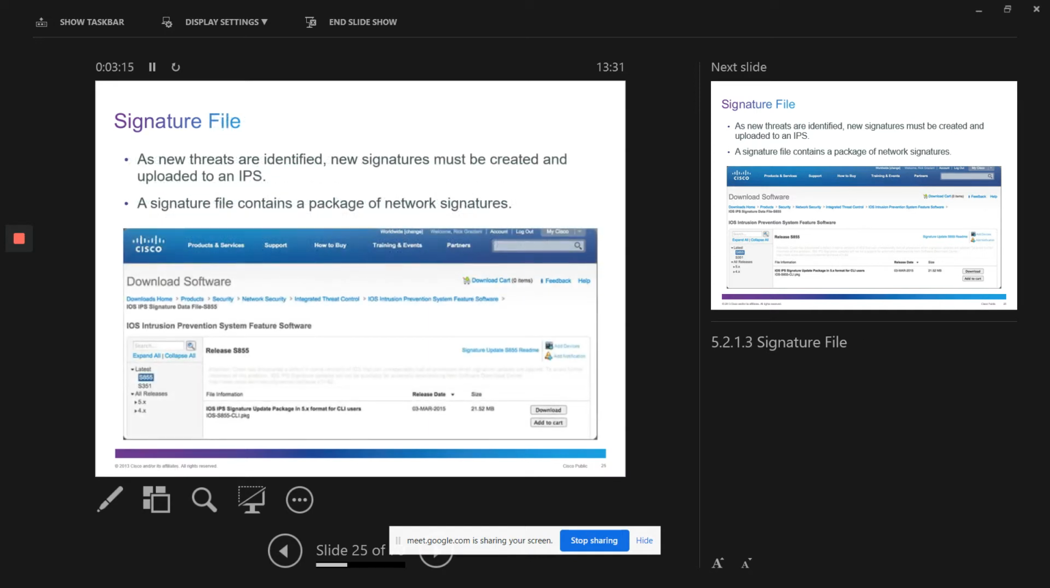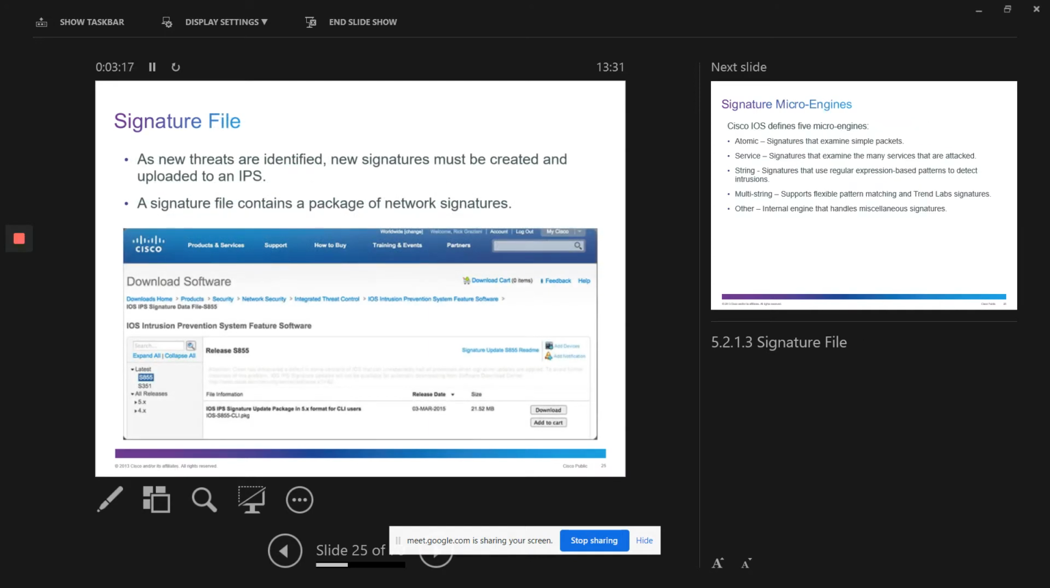So there are two types. Then the next one is signature files. Okay, as new threats are identified, a new signature file must be created and uploaded to the IPS system. A signature file usually contains a package of network signatures, and these signature files can be downloaded from the Cisco website. Obviously, you have to have an account with Cisco as a customer, and then it will let you download all the signature files that you can use and upload to your IPS system. Okay.